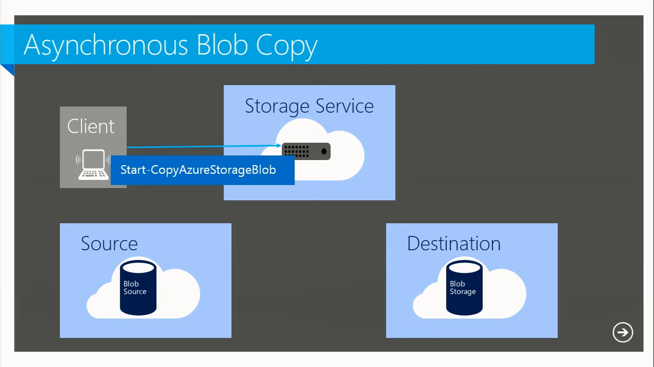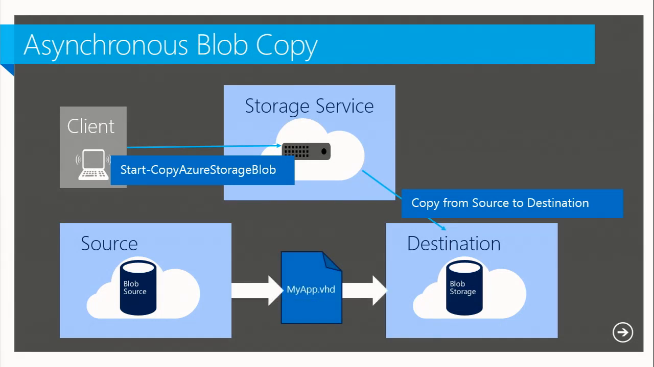How this API works is you call Start Copy Azure Storage Blob on some VHD that's already up in the cloud. This could be in Windows Azure Storage, it could be in Amazon S3, it could be anywhere as long as that service can reach it some way through the URL. And Windows Azure Storage will basically go off to that source URL and start copying it to wherever the destination is.